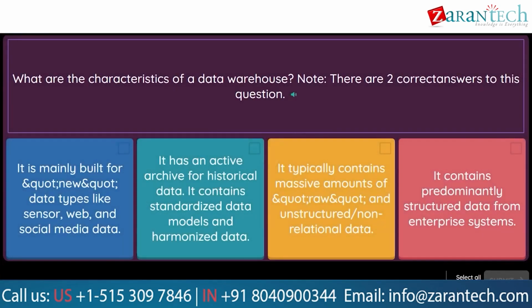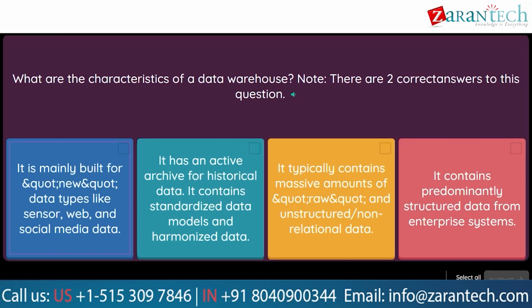Question: what are the characteristics of a data warehouse? Note: there are two correct answers to this question. Option 1, it is mainly built for new data types like sensor, web, and social media data. Option 2, it has an active archive for historical data. It contains standardized data models and harmonized data. Option 3, it typically contains massive amounts of "raw" and unstructured, non-relational data. Option 4, it contains predominantly structured data from enterprise systems.